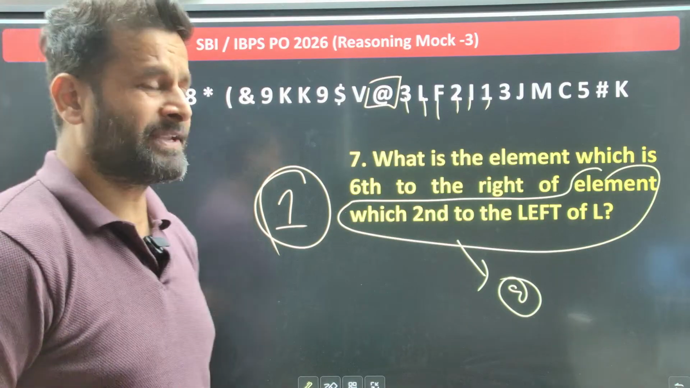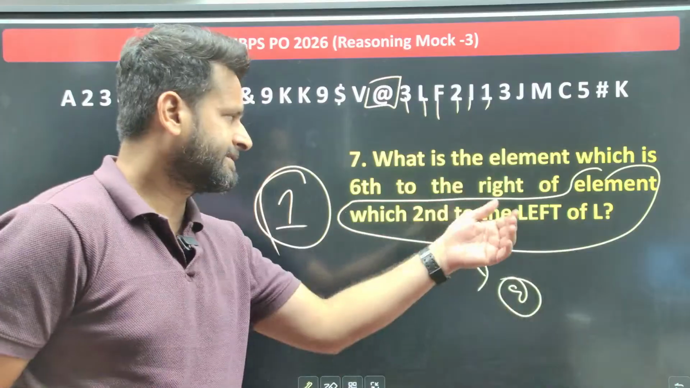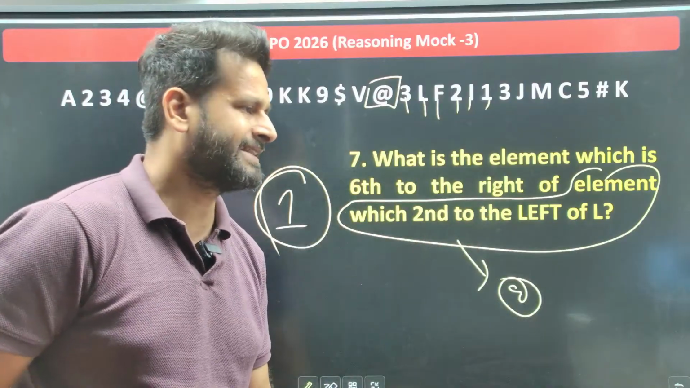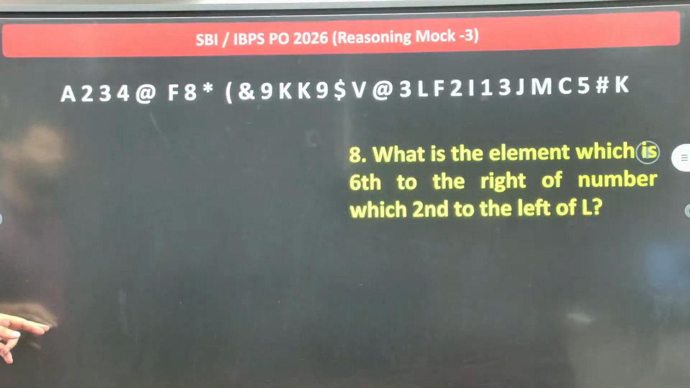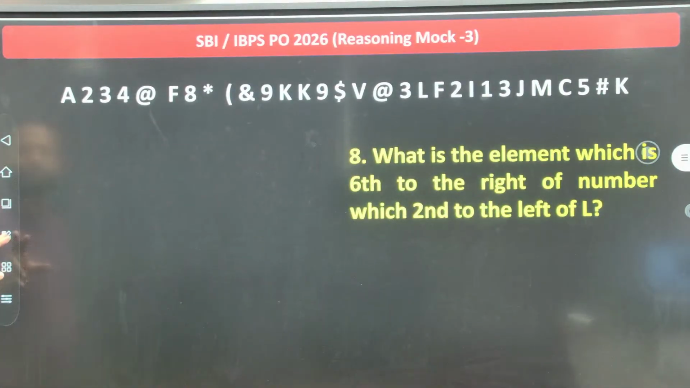Which is the element sixth right of the element second left of L? In the previous one, it was saying second right of L. Here it is saying second left of L. That is the only difference. Nothing else. Right? Moving forward. Check this out.